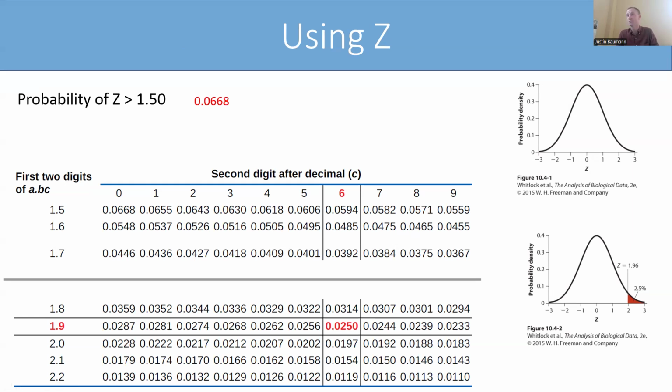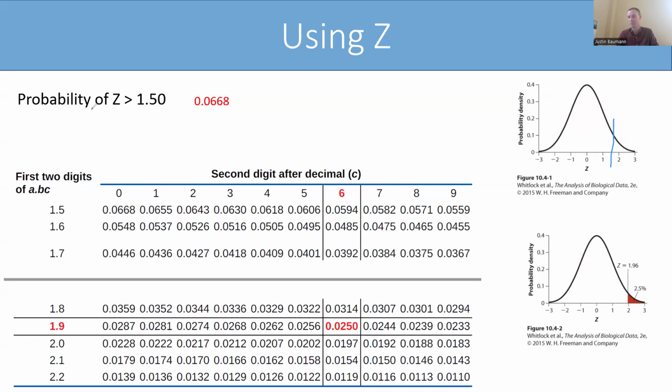We go to our table, we find the first 2 digits of a.bc, which is totally clear, right? Which is the Z, 1.5, and then we find the second digit after the decimal, 0. So that's 1.5 and 0. Let me annotate this. We find 1.5 and 0, right? So that's our first 2 digits, and this is our second digit after the decimal. We end up with this probability of 0.0668. So if we are asking what's the probability of Z greater than 1.5, it's 0.0668. That is not less than 0.05, notably.